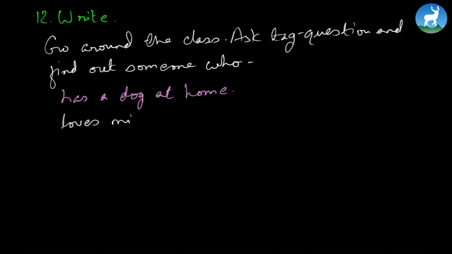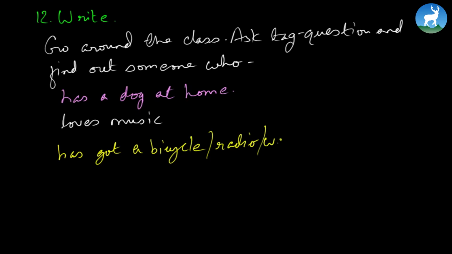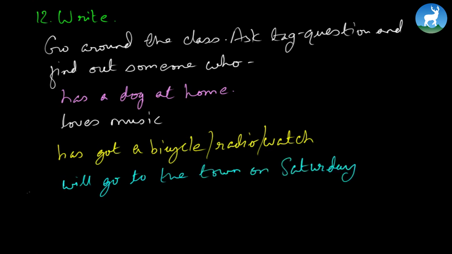Now, our task is to figure out, hey, who is in the classroom, who is going, all right, who has these things, all right? Someone who loves music. Or your task could be to find out someone who has got a bicycle, radio, or a watch. And who will go to the town on Saturday. Or who washed clothes yesterday. Remember, our idea is to practice question tag here, all right?